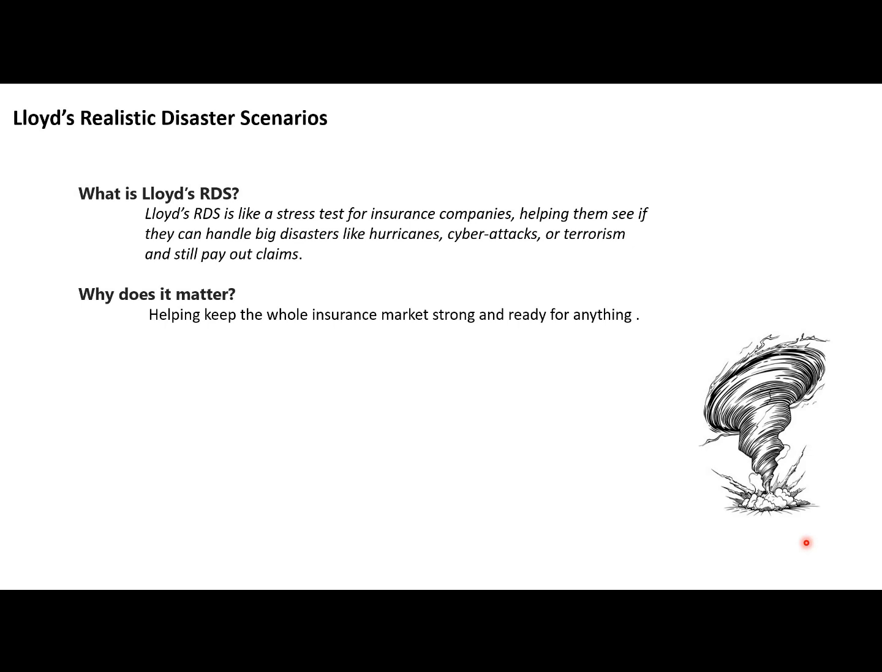Every year, Lloyd's asks insurance companies to take part in these what-if tests, imagining how much they would lose if a major disaster hit, like huge storms, earthquakes, cyber attacks, etc. These aren't predictions, but rather a smart practice run that helps keep the entire insurance market strong, stable, and ready to face whatever comes next.